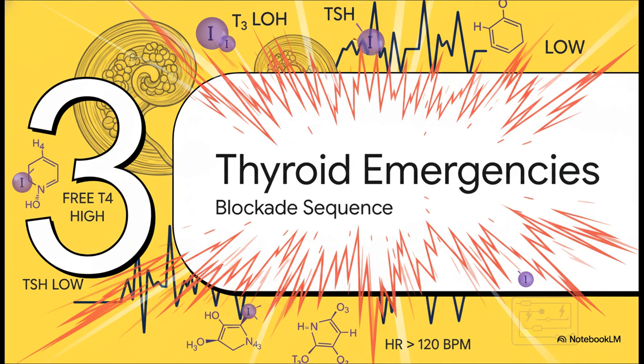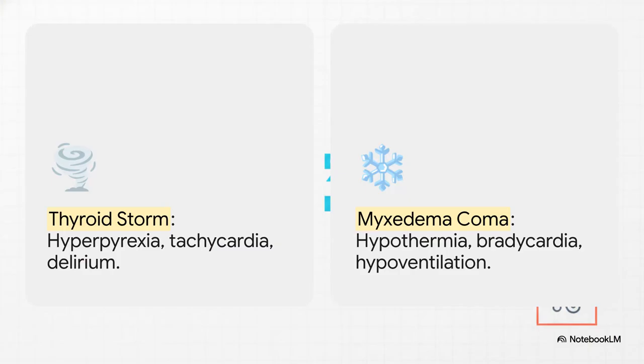Section 3. Thyroid storm blockade sequence. Enter the hypermetabolic extremes of the thyroid gland. These are essentially two sides of the same highly dangerous coin. Thyroid storm is your hyperthyroid decompensation profile. You're looking for hyperpyrexia, severe tachycardia, high output heart failure, and delirium. Myxedema coma is the exact opposite, your hypothyroid crisis profile, characterized by profound hypothermia, bradycardia, and hypoventilation. Both scenarios demand immediate ICU-level stabilization.